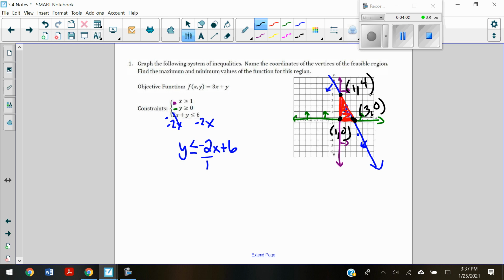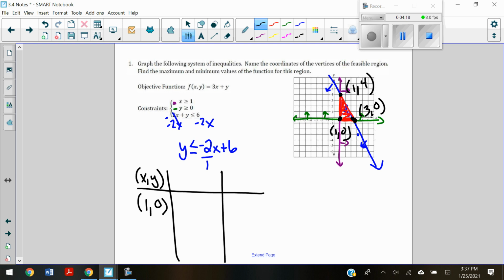All right, so I'm going to set up kind of like an XY chart, but it's going to have 3 columns. My first column is going to be my x and y points of intersection. So I have (1, 0), (3, 0), and (1, 4). It doesn't matter what order you put those in. My middle column is going to be my work, with my objective function, which is listed up here.